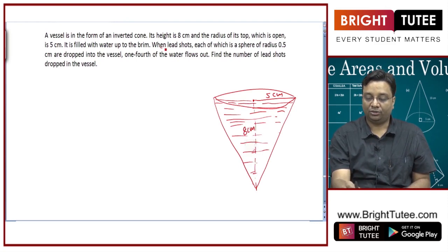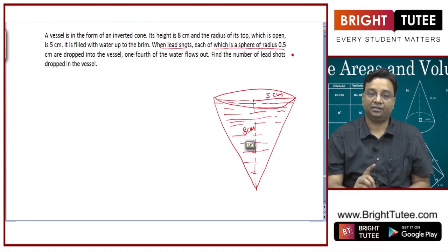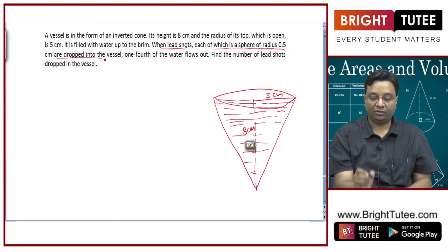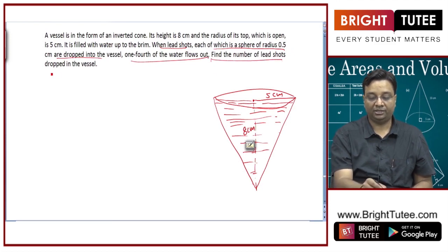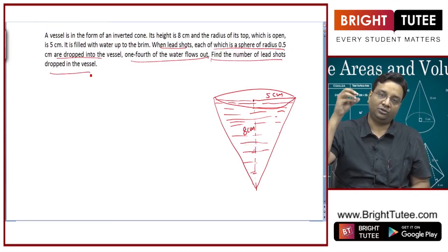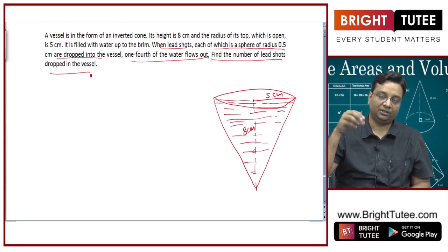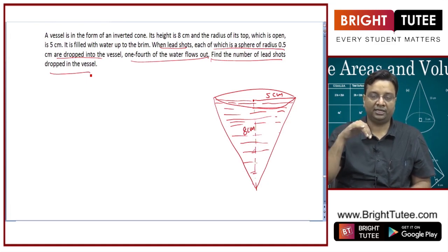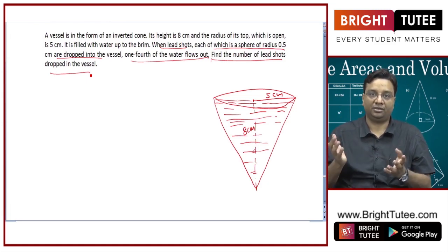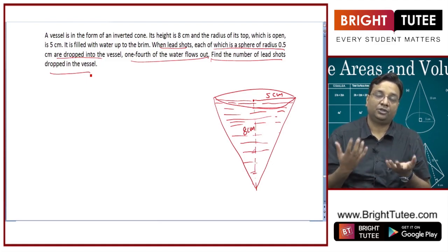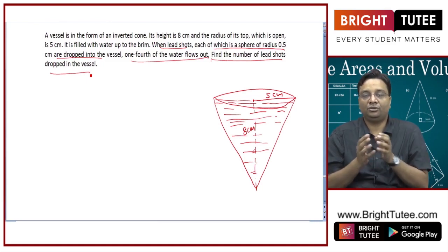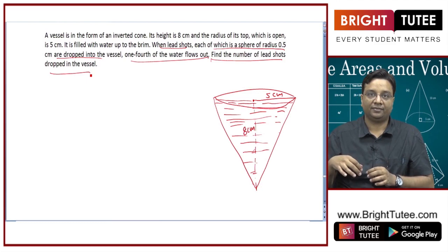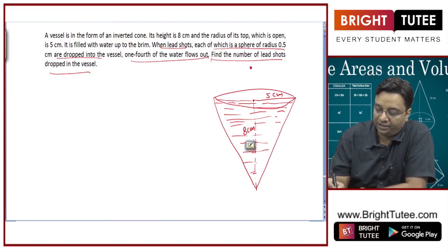Okay. When lead shots, each of which is a sphere of radius 0.5 centimeter, are dropped into the vessel, 1/4 of the water flows out. Find the number of lead shots dropped in the vessel. So when you drop the spherical lead shots into this conical vessel, the water will flow out because it is already full. You cannot put anything else inside it without the water coming out. Now, how much water will come out? The water that will come out is of the volume equal to the volume of the lead shots that you put inside it, right? So we need to find the number of lead shots.